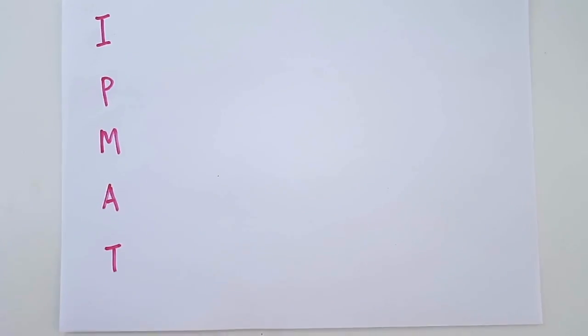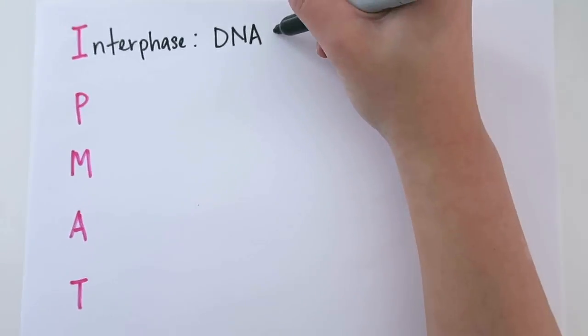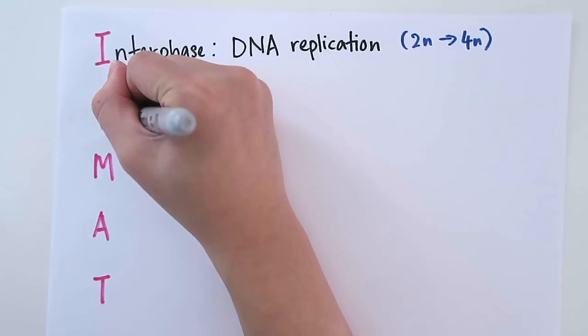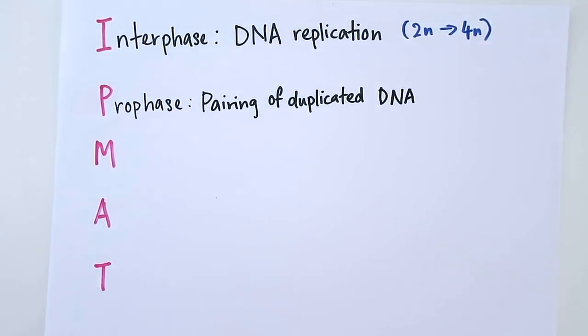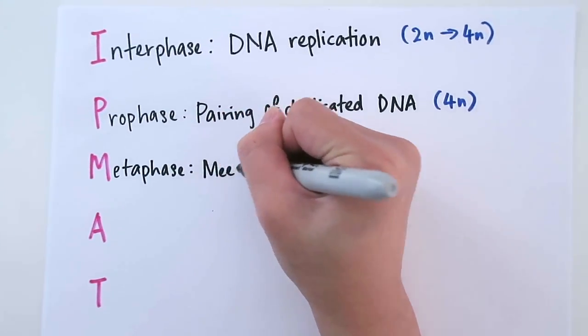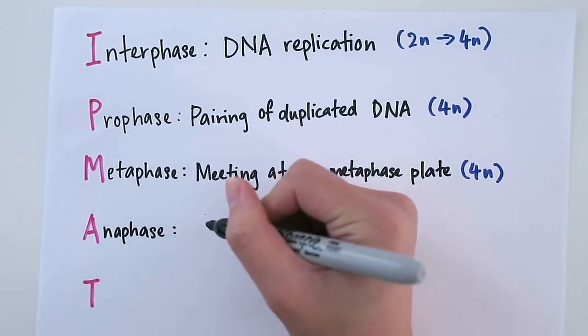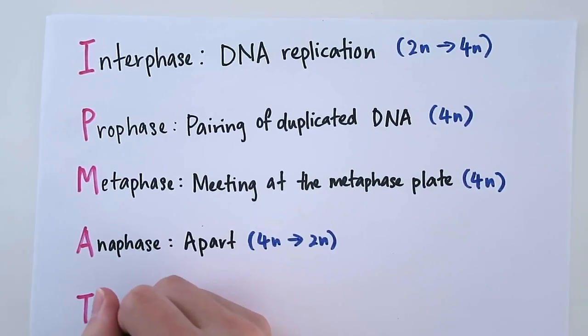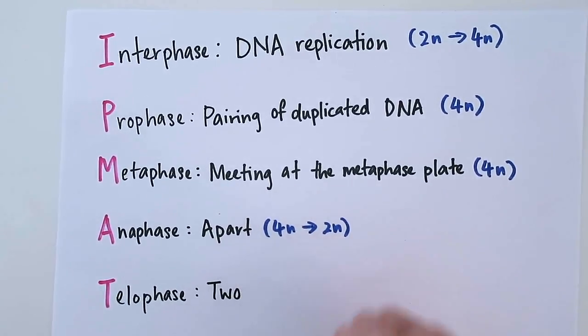We're now going to explain the 5 phases of cell division. I stands for interphase, involving DNA replication. P stands for prophase. This is where the duplicated DNA is paired. M stands for metaphase. The chromosomes now meet at the metaphase plate. A stands for anaphase. Now the chromosomes separate. Finally, T stands for telophase, where the 2 daughter cells split into 2.